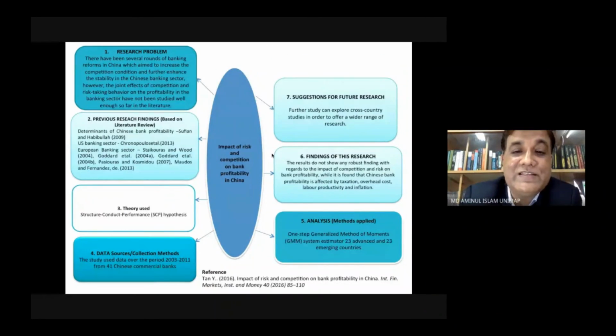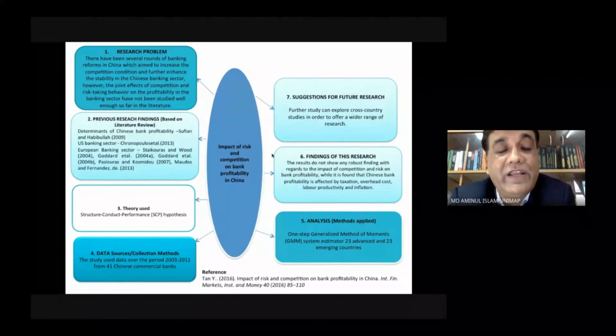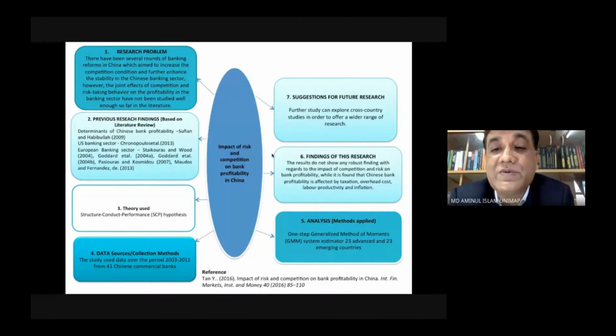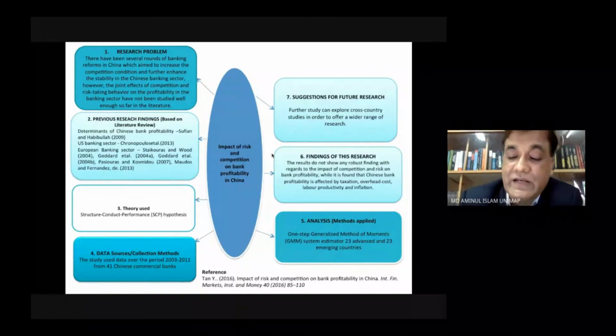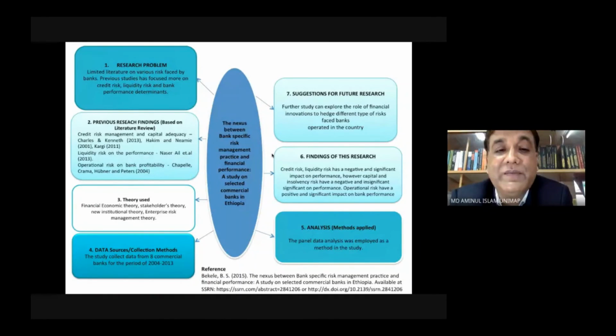So let me show you one more. This is another paper which is 25 pages long, and this is summarized into 1 page. So this is using the same template. You have identified the research problem, you identified what the variables or factors are that they use, you identified the theory, and you are looking at the data sources and all that. So this is another example, a paper being summarized into one page.